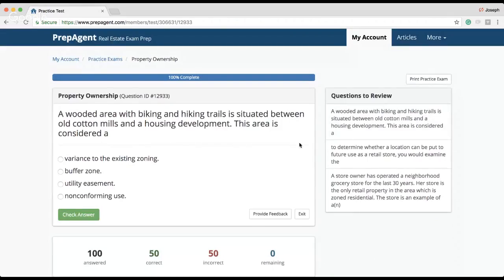A wooded area with biking and hiking trails is situated between old cotton mills and a housing development. This area is considered A, variance to the existing zoning, B, buffer zone, C, utility easement, D, non-conforming use. Okay, the answer here, buffer zone, this is one of those just knowing your vocabulary.